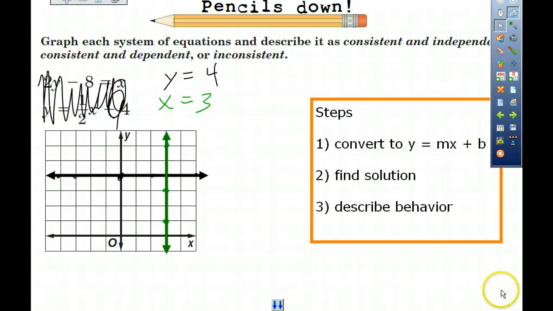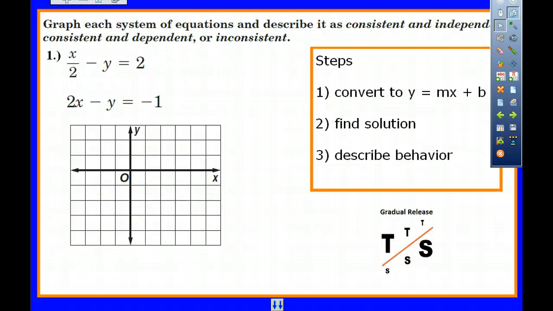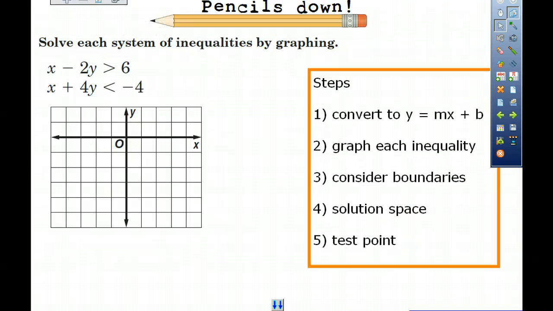Let's get into the inequality part. Here's where we have the solid, dotted, the shading, and things like that. A little more involved, so I'll spend a little time on it.